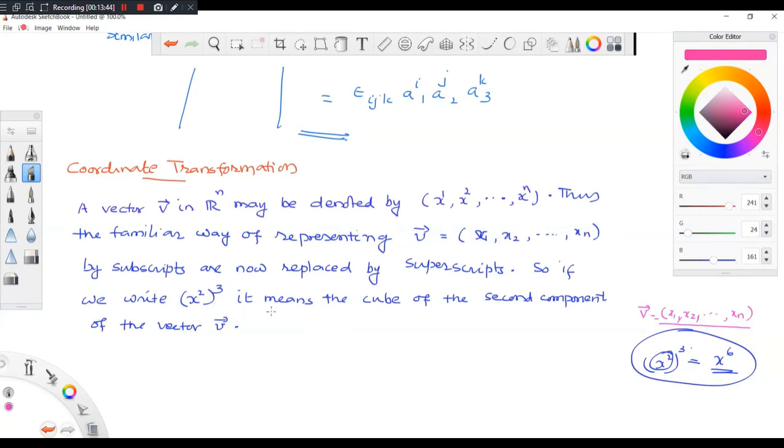Now you have seen many coordinate systems. You know different kinds of coordinate systems. From one coordinate system, how will you go to another coordinate system? Say, for example, the most familiar coordinate system is our rectangular coordinate system.